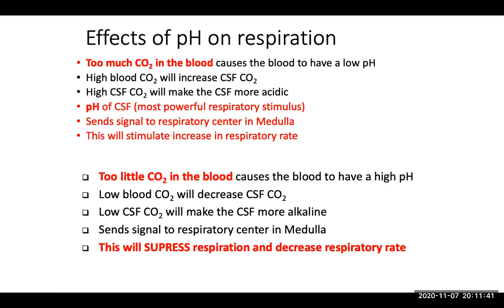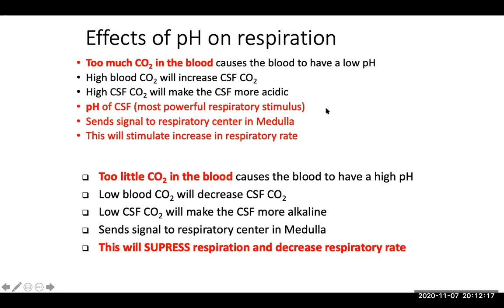So effects of pH on respiration. Too much carbon dioxide in your blood causes the blood to have a low or acidic pH. The pH of cerebral spinal fluid is the most powerful respiratory stimulus. It will send a signal to your respiratory center in the medulla to try to stimulate an increase in respiratory rate to try to rid the body of the excess CO2 levels. Too little CO2 in the blood will cause the blood to have a high or basic pH. This will suppress respiration and decrease respiratory rate.